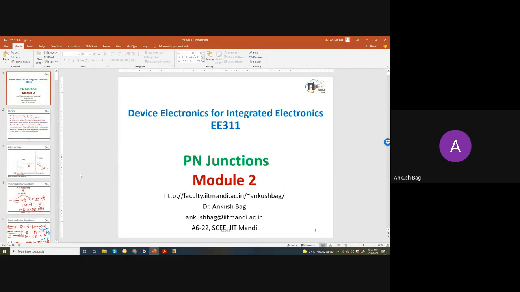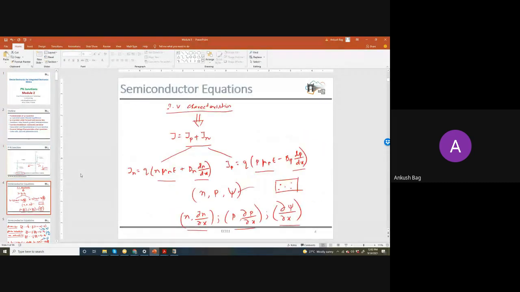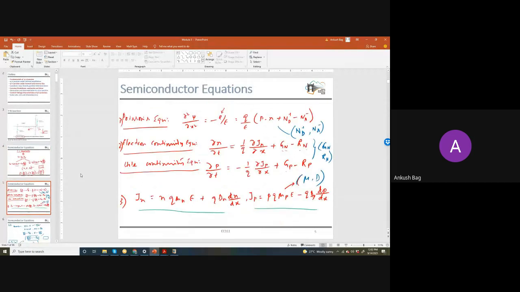So today we'll continue this module 2 on PN junction. In the last class, we basically tried to understand the fundamental equations which will eventually decide the overall terminal characteristics or the current voltage relationship of semiconductor devices. So we saw that there are equations like Poisson's equation, then the electron continuity equation, the hole continuity equation, and finally the current density equations, hole current density as well as electron current density.